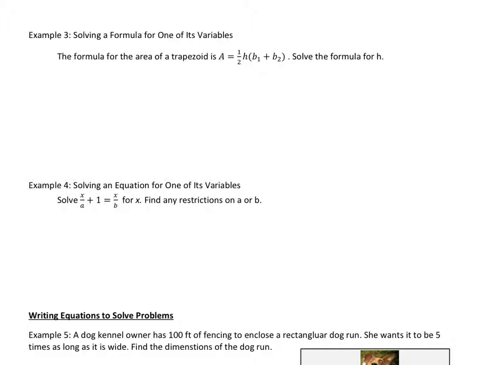The formula for the area of a trapezoid is A equals 1/2 h times (b1 plus b2). Solve the formula for h. So we're going to end up with h equals.